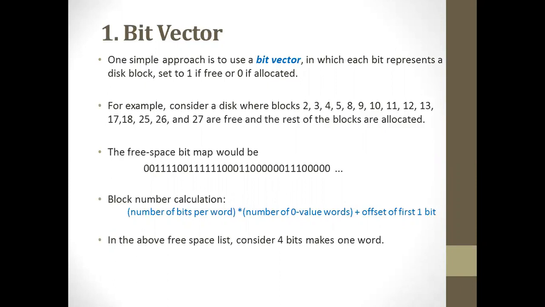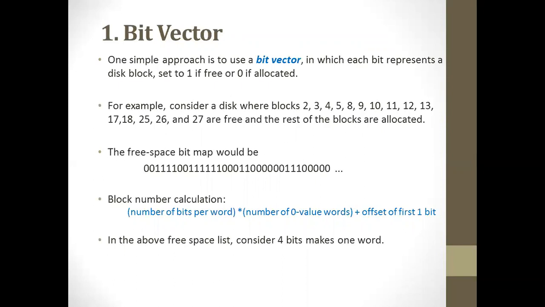The technique used to find a free disk block is to sequentially check the value of each word in the bitmap. If the value of the word is 0, containing only 0 bits, it means those blocks are allocated. The first non-zero word is scanned for the 1 bit, which is the location of the first free block. We'll discuss the same using an example. Consider a disk where blocks 2, 3, 4, 5, 8, 9, 10, 11, 12, 13, 17, 18, 25, 26, and 27 are free and the rest of the blocks are allocated. The free space bitmap would be the following.